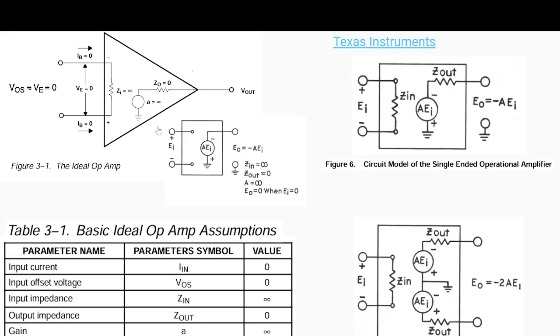This is the simplest version: since the input impedance is infinity, there is no connection here, and the output impedance is 0. So this is how you can convert this into this particular block. E out, the voltage out, is equal to minus A times the voltage in, and these are basically the reasons, or the basic assumptions, we make in relation to this particular model.